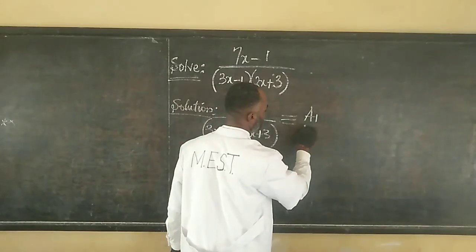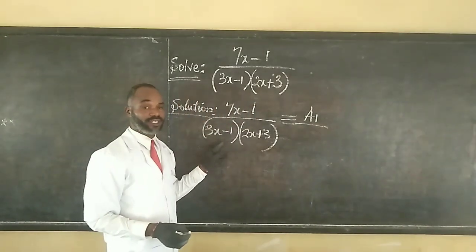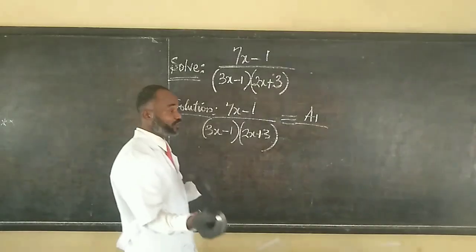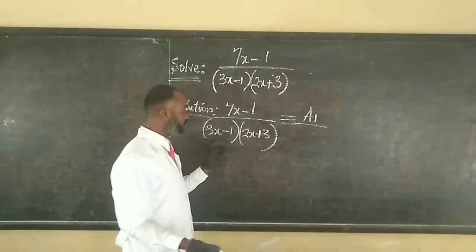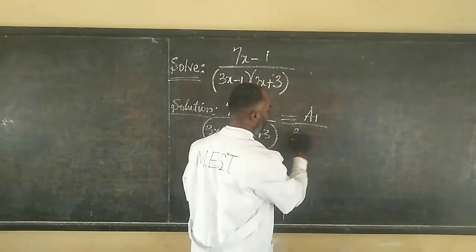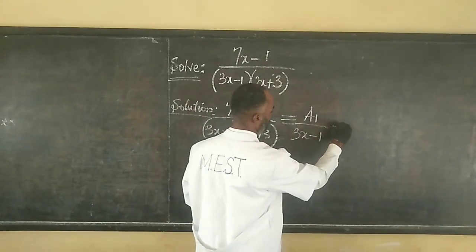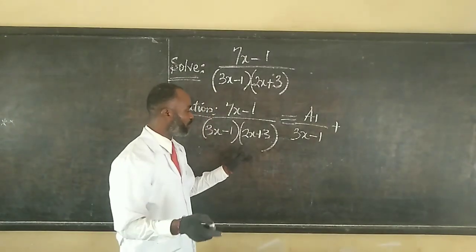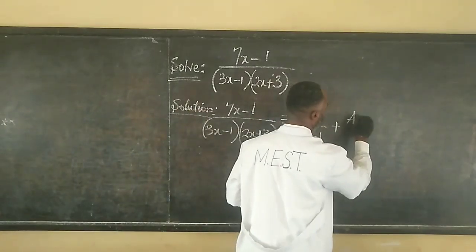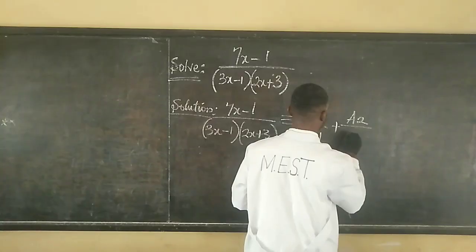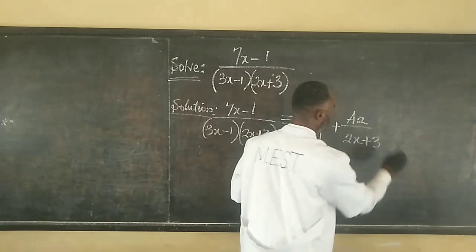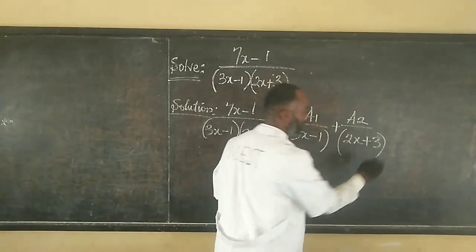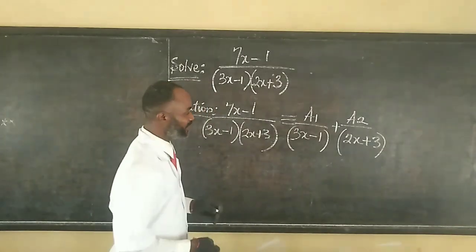We call this A1 all over one of the denominators, okay? We assign A1 to one of the denominators, and that is 3x minus 1, plus, we fractionalize again partially using another letter, A2, with 2x plus 3, so we call this A2 all over 2x plus 3. If you like, you can put the denominators in brackets. It doesn't change anything. So far you know what you are doing.